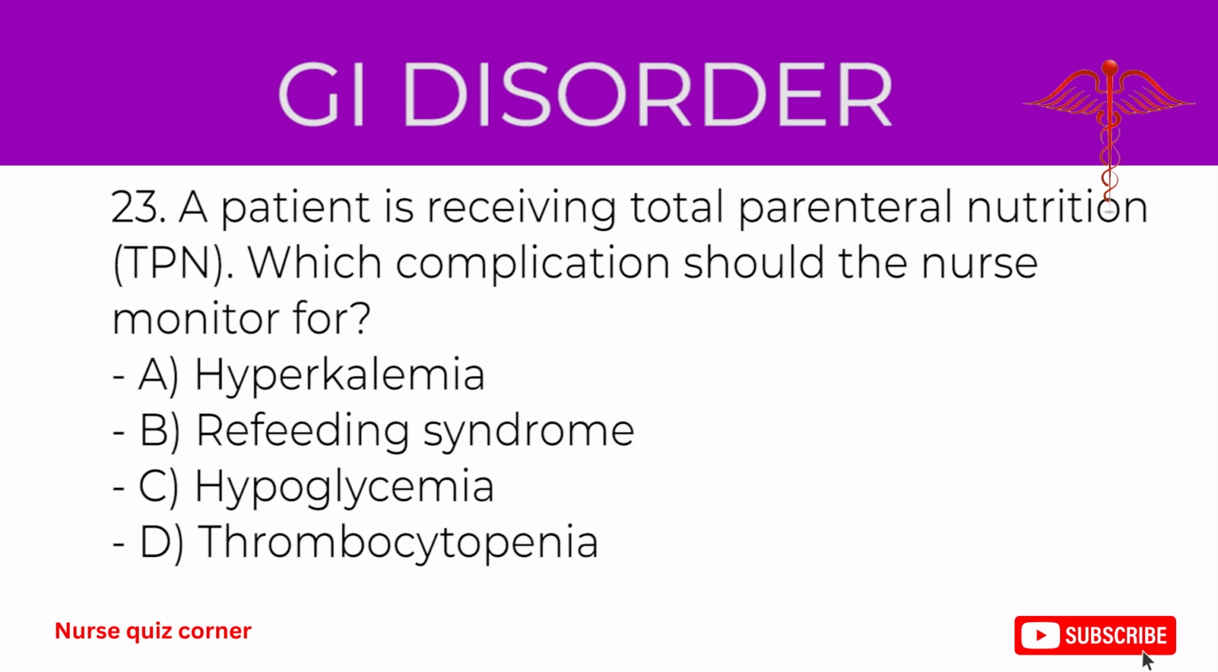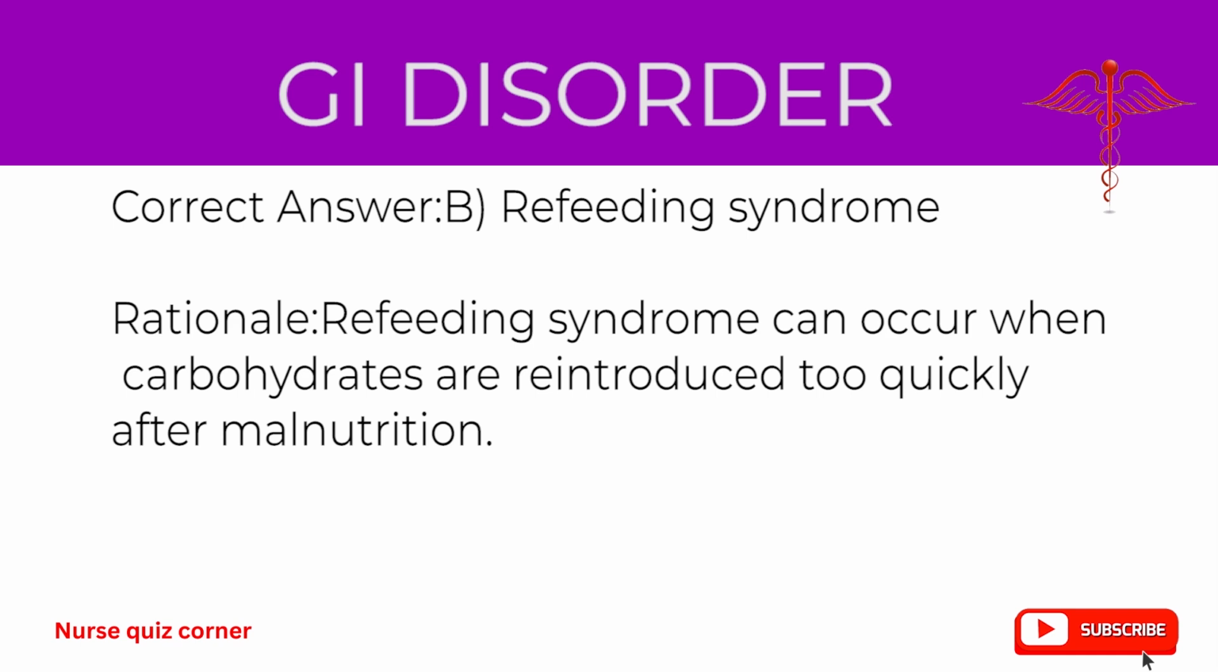23. A patient is receiving total parenteral nutrition, TPN. Which complication should the nurse monitor for? A. Hyperkalemia. B. Refeeding syndrome. C. Hypoglycemia. D. Thrombocytopenia. Correct answer: B. Refeeding syndrome. Rationale: refeeding syndrome can occur when carbohydrates are reintroduced too quickly after malnutrition.